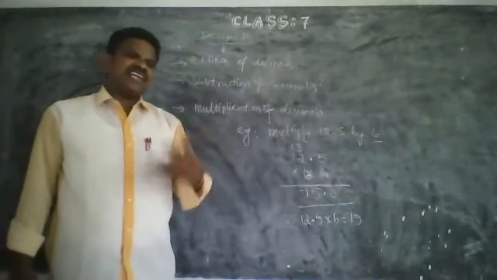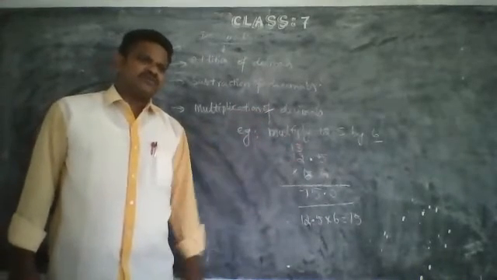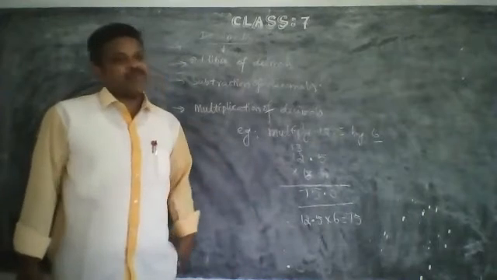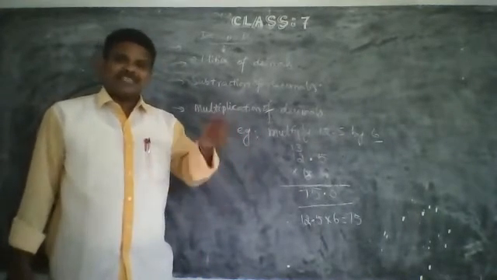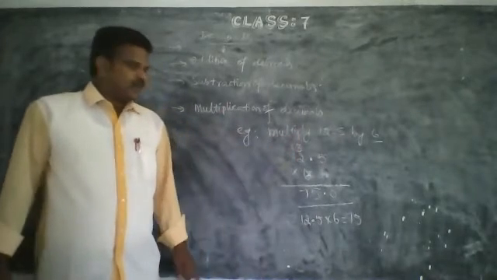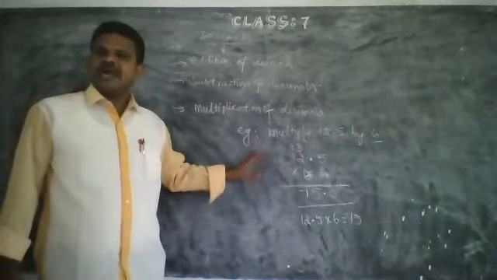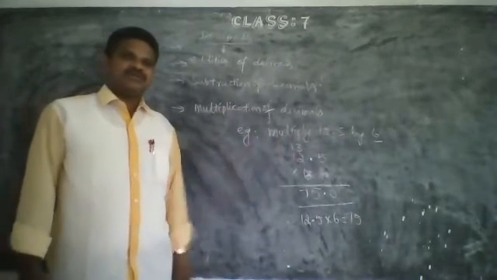There is no need to unnecessarily write 0 and the point and everything, as there is no value. So let it be 75 or 75.0 or 75.00 or 75.000, all are equal. So this is the procedure of multiplying a decimal number by a whole number.